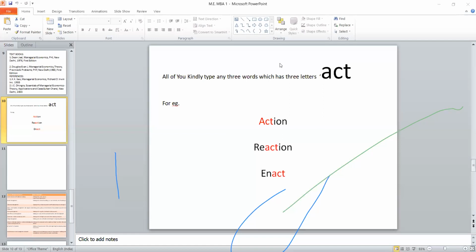Activator. Sir, my name is Nivas. Impact, sir. Impact. Already somebody has said that. Anyhow, good word. Sir, overact. Yes, nice word. Sir, activity. Okay.